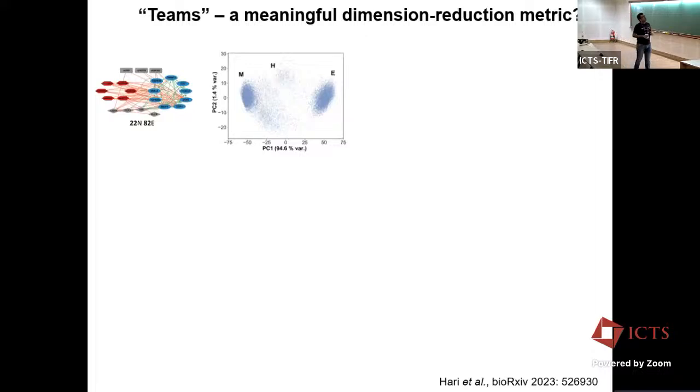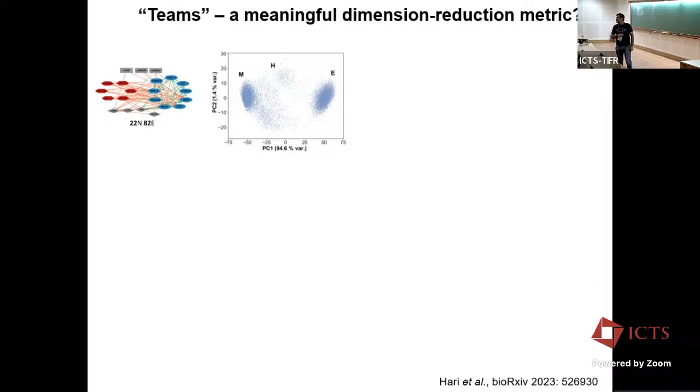Now, then we started thinking, are teams a meaningful way to reduce dimensionality? And there are multiple dimensionality reduction methods that colleagues in the field have been working on. Now, can teams provide a biologically feasible meaning to that, rather than doing feature selection kinds of approaches in an unbiased manner? Okay? So what we did is we looked at this same network that I told you about earlier and simulated this using ODEs and projected them on principal component 1.